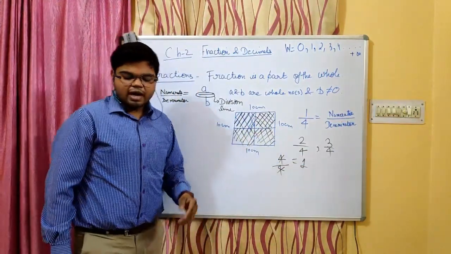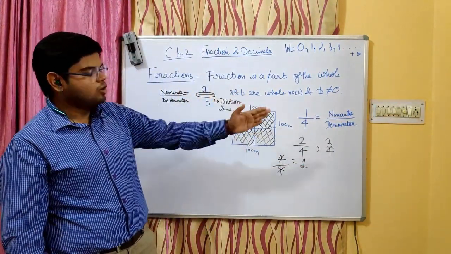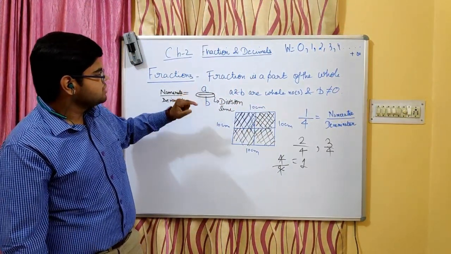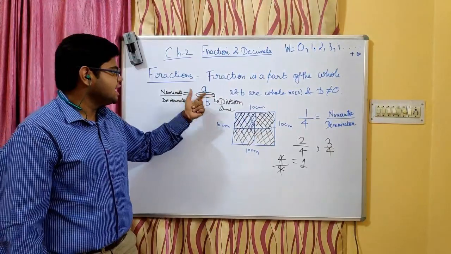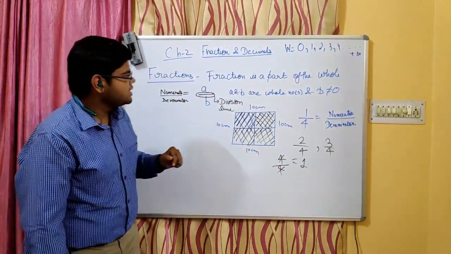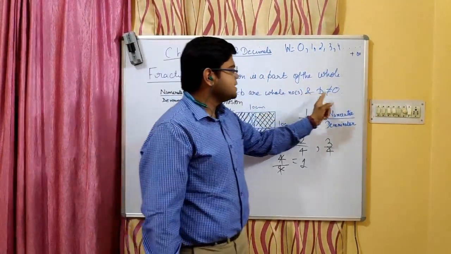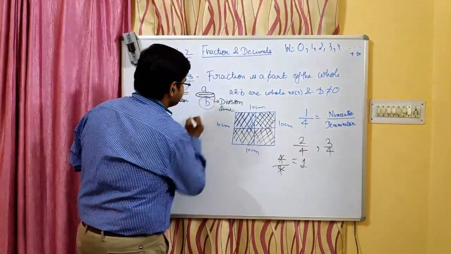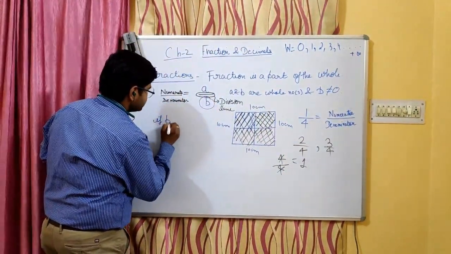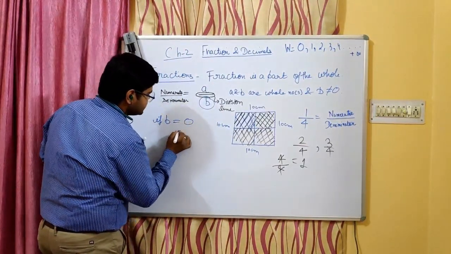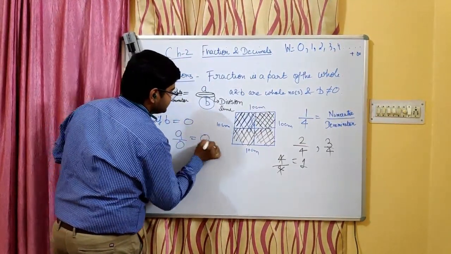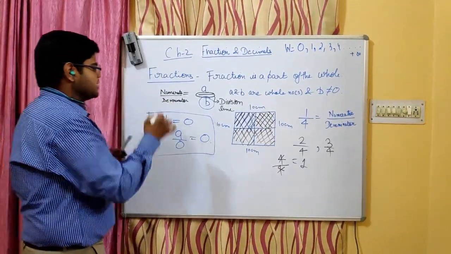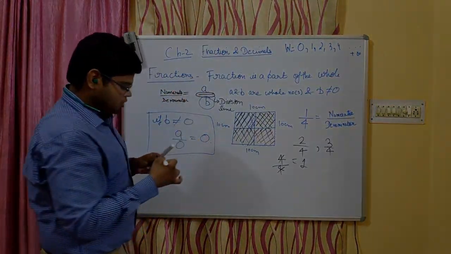So children, a fraction is a part of the whole. It is represented by a upon b, where a is the numerator, b is the denominator, and this line is called the division line. And a and b are whole numbers and b is not equal to 0. Why is b not equal to 0? If b becomes 0, then a upon 0 is not defined. That is why b is not equal to 0, children. Okay.